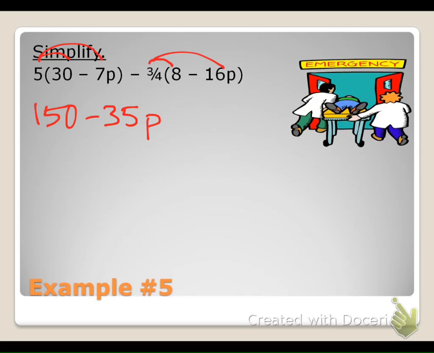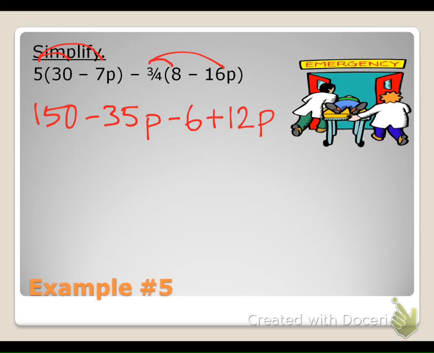In the back, set of parentheses. Good. I get minus 6 plus, like that? P. Good. Don't forget your P.